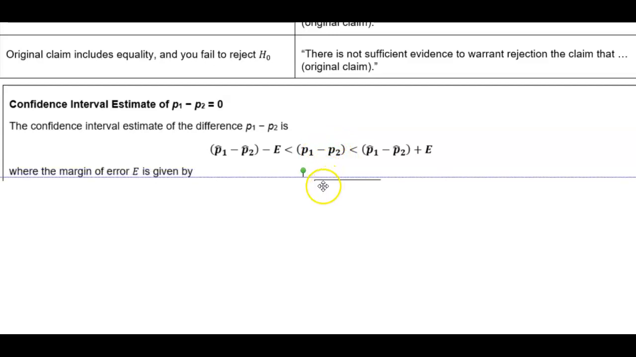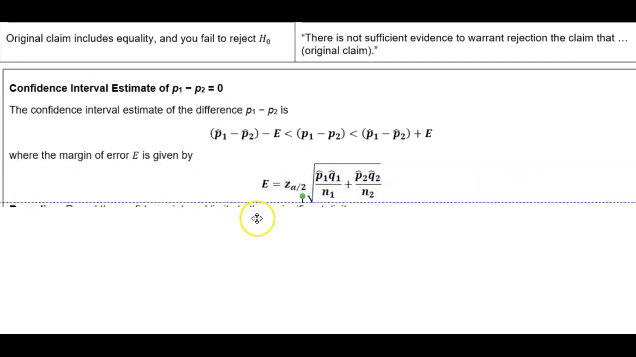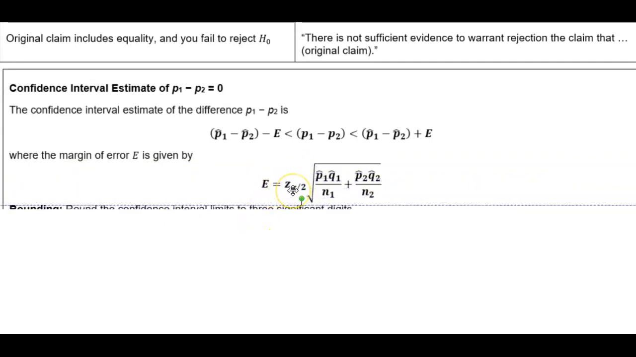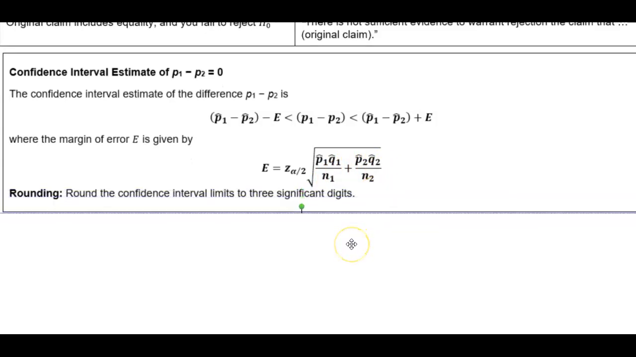Now, the margin of error, E, is given by the following. E is going to equal the critical z-value times the square root of point estimate 1 times the complement of point estimate 1 divided by n1, plus point estimate 2 times the complement of point estimate 2 divided by n2. And then we round the confidence interval limits to 3 significant digits.